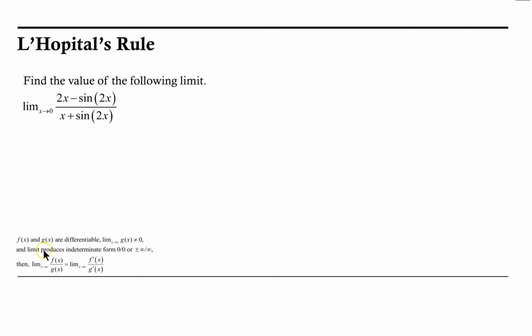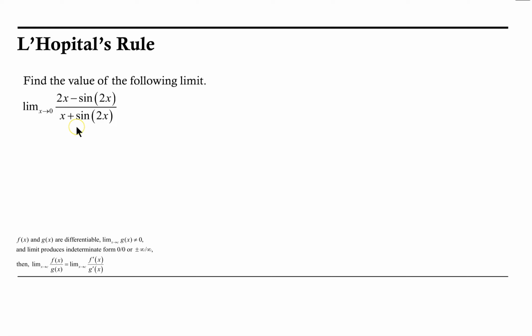Recall that L'Hopital's rule can be used to evaluate limits that are of an indeterminate form. Specifically, though, we have to ensure that the indeterminate form is either 0 over 0 or infinity over infinity. In the case that we have one of the two indeterminate forms, then the limit of the ratio of the numerator and denominator is equal to the limit of the ratio of the derivative of the numerator and the derivative of the denominator.